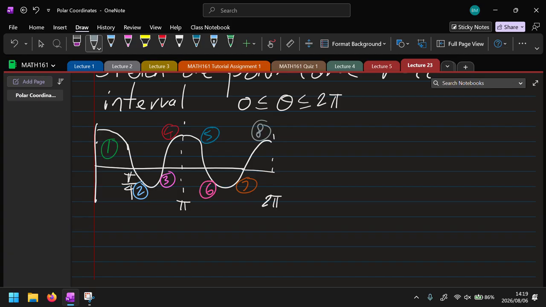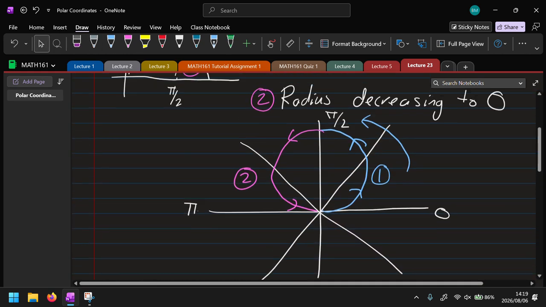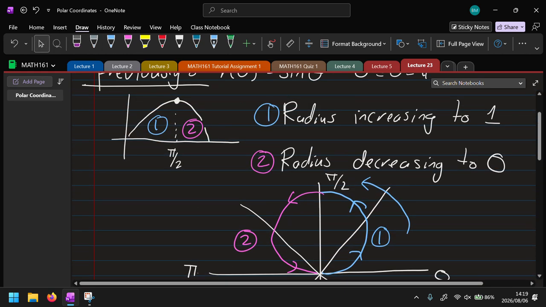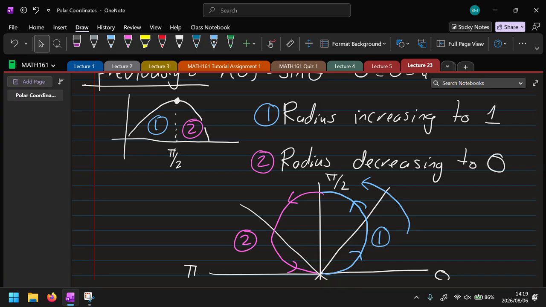So we've cut this up into 8 parts. So when we're doing our sketching, we're going to have 8 bits to sketch. We're just going to do them one after the other, and then that will give us our picture. Exactly the same way as we did number 1 and then number 2. Now it's just going to be 1, 2, 3, all the way to 8.